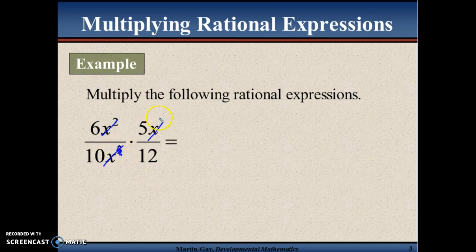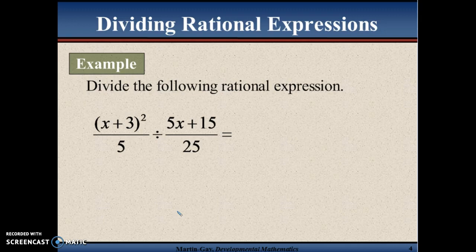Then I have a 5 over a 10. Well, 5 over 10 simplifies to 1/2, and so does 6 over 12. So on top I have nothing left, which means I have a 1. And on the bottom I have a 2 times 2, which is 4. So this expression simplifies to 1 over 4.